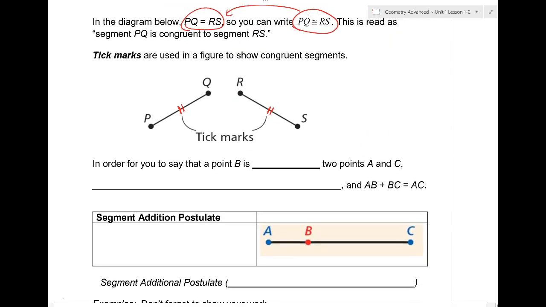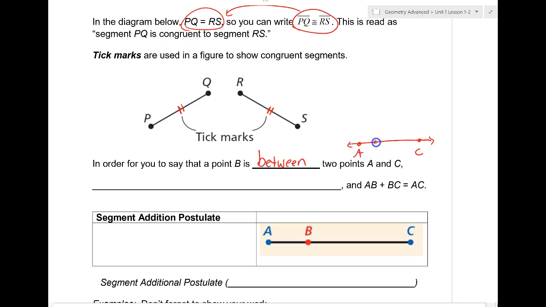All right, some other terminology we need to know. In order for you to say that point B is between two points A and C, let's get two points A and C. Here's A and here's C. Do you guys agree with me on that so far? Because any two points determine a what? A line. One of your postulates yesterday, correct? So we know any two points determine a line. When would the point B be between those two? Where does it have to be? In the middle. Does it have to be smack dab in the middle?